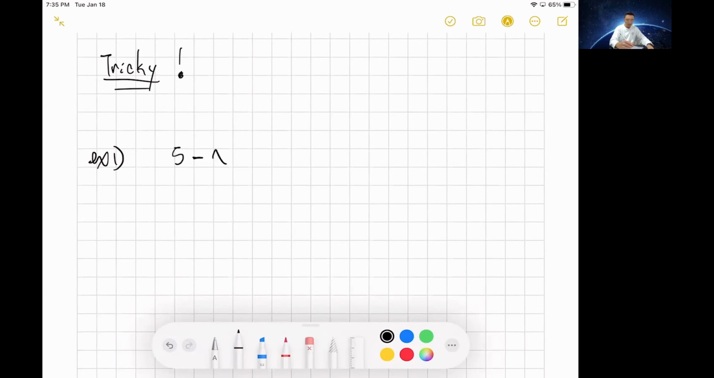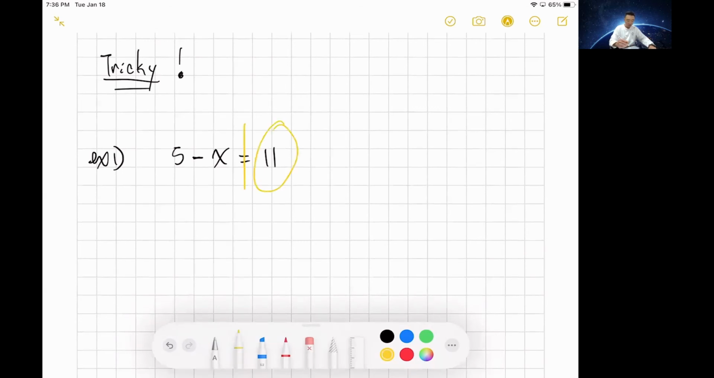5 minus x equals 11. And a lot of people say, that looks like a very simple one-step equation. It's actually still a two-step equation. It's just that you're looking at it with your eyes and not with your mind. You got two things that you got to cancel around the x.